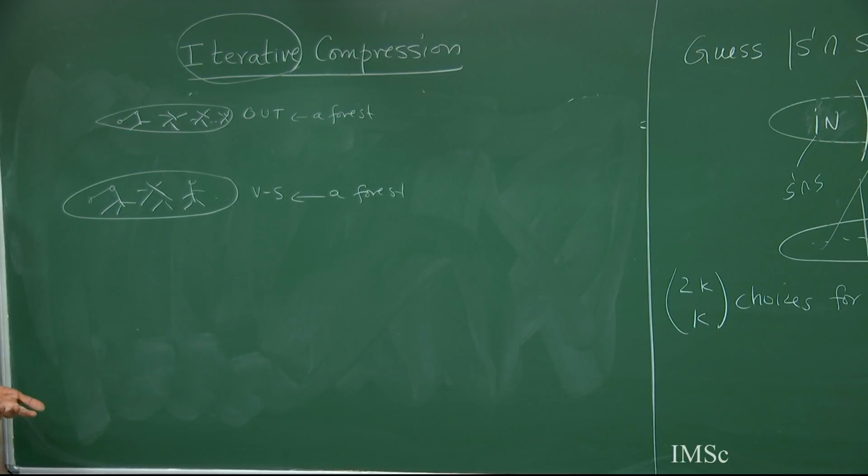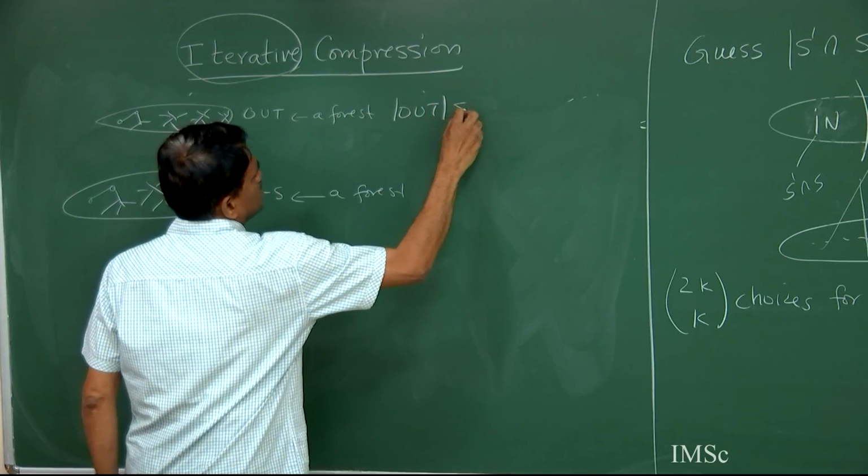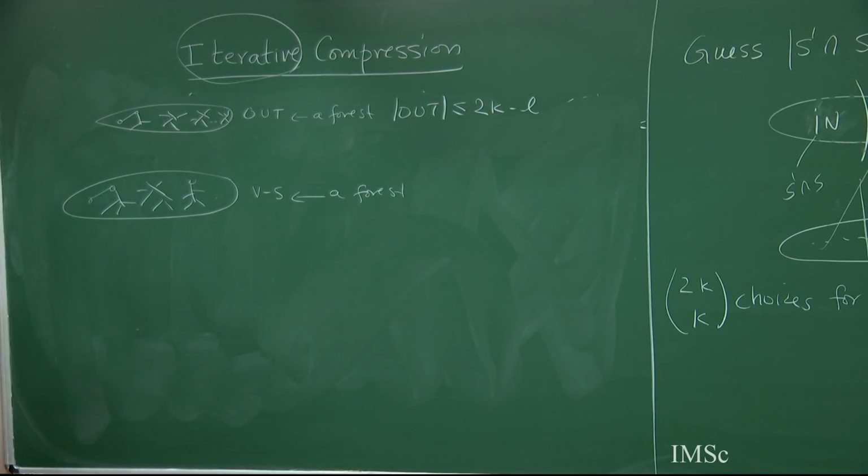And what is my budget? I have picked some l vertices. So this, what is its size? It is at most 2k minus l, right? Initially it was 2k. I have picked l vertices and removed them. And my budget is k minus l. I want to pick k minus l vertices from here. I can't pick from here, I am picking from here to cover all cycles.